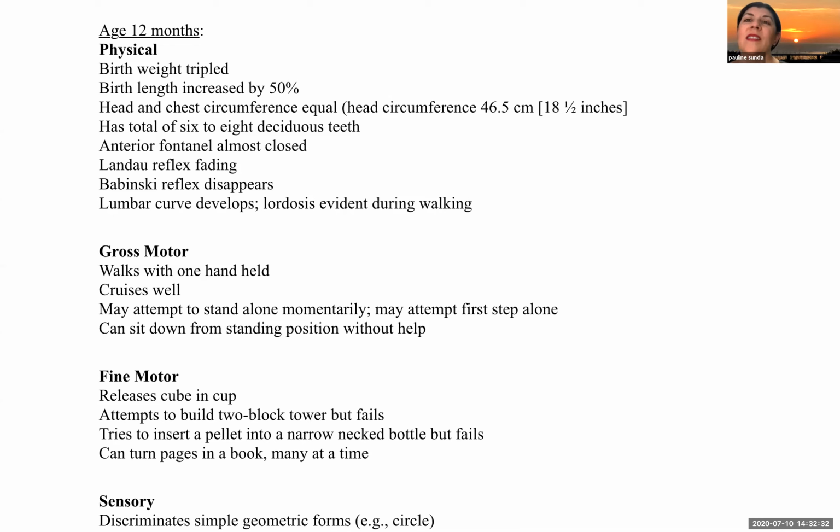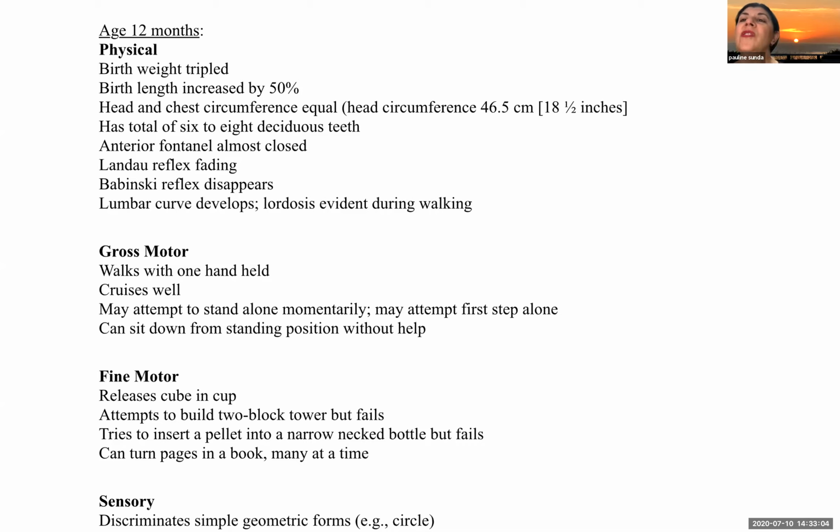Age 12 months. Here their birth weight is tripled and their birth length has increased by 50%. So if this child was born 7 pounds, now they are 21 pounds. If they were 20 inches long when they were born, now they would be 30 inches because their length increased by 50%. So 50% of 20 is 10, and you would add 20 inches plus the 10 inches.